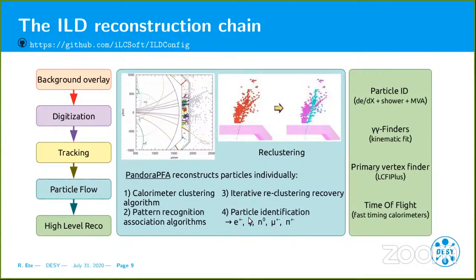When everything is done, we have some very straightforward particle identification, which provides this type of particle IDs. On top of that, we have a more complete particle ID, which is based on the TPC dE/dx. Also, the shower shape is computed a little bit later after the particle flow, and everything is combined in a multivariate analysis. We also run some gamma finders. So basically we identify different gammas and then do a kinematic fit to identify mainly pi zeros and eta particles. We also have a primary vertex finder, which is implemented in the SCFI Plus and SCFI Vertex packages. And then we also have some estimate of time of flight using calorimeter hits, using fast timing calorimeters.